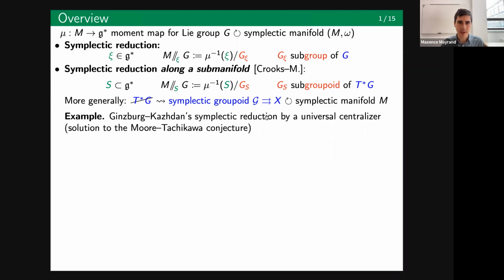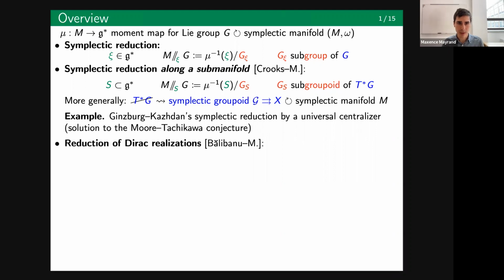They had this construction as a solution to the so-called Moore-Tachikawa conjecture, which is something I will recall in the next few slides. It's a very interesting conjecture which motivates this work. So that was the case of symplectic groupoids.